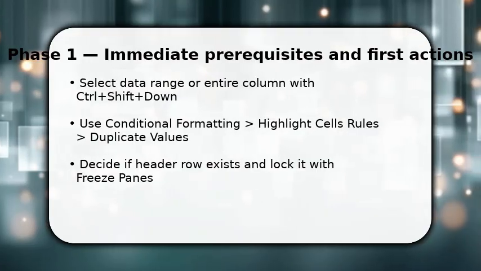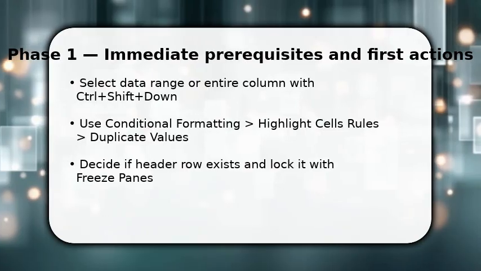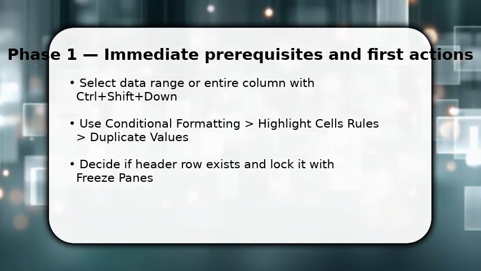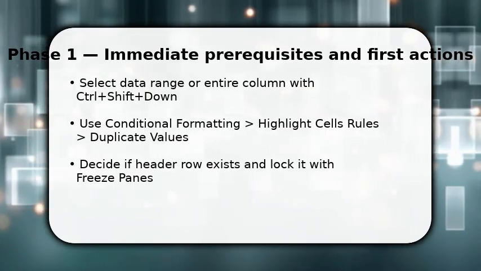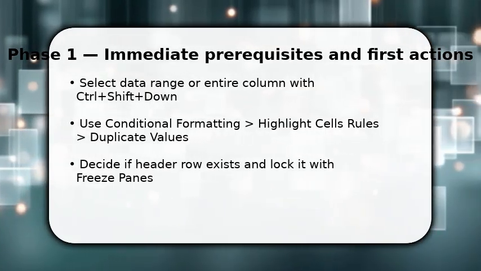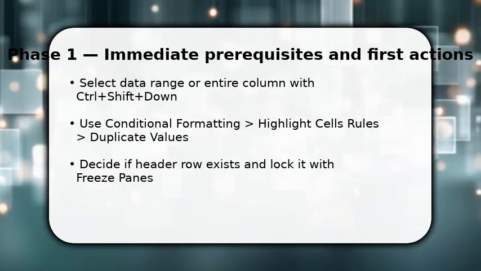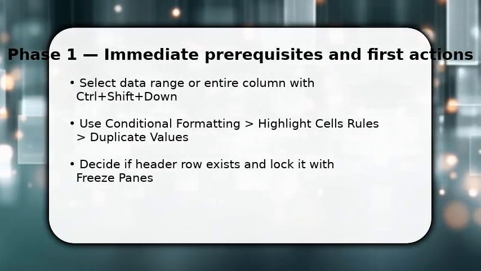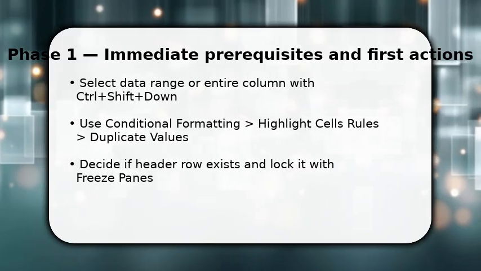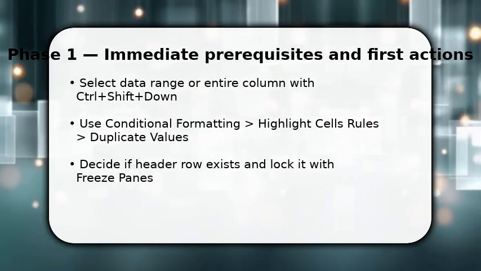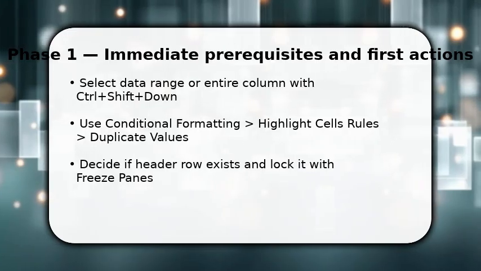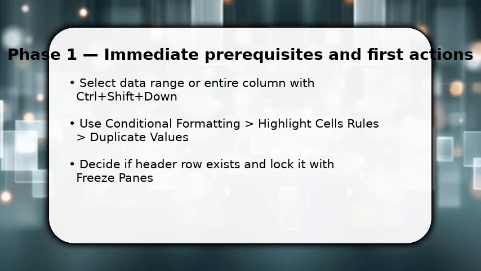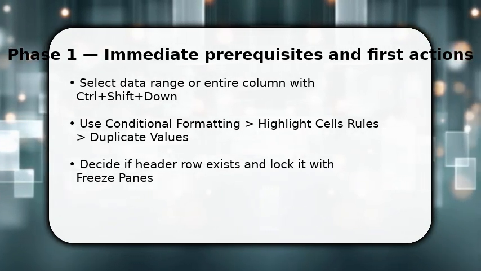You start by identifying the duplicate numbers you will remove. Select the column or range, Control plus Shift plus down helps, then apply conditional formatting, duplicate values so duplicates are visible. Once done, make sure to note whether you have a header row and freeze it to avoid deleting it accidentally. You do this because visual confirmation reduces mistakes and preserves structure. By highlighting first, you can choose which duplicates to remove or keep before making irreversible changes.